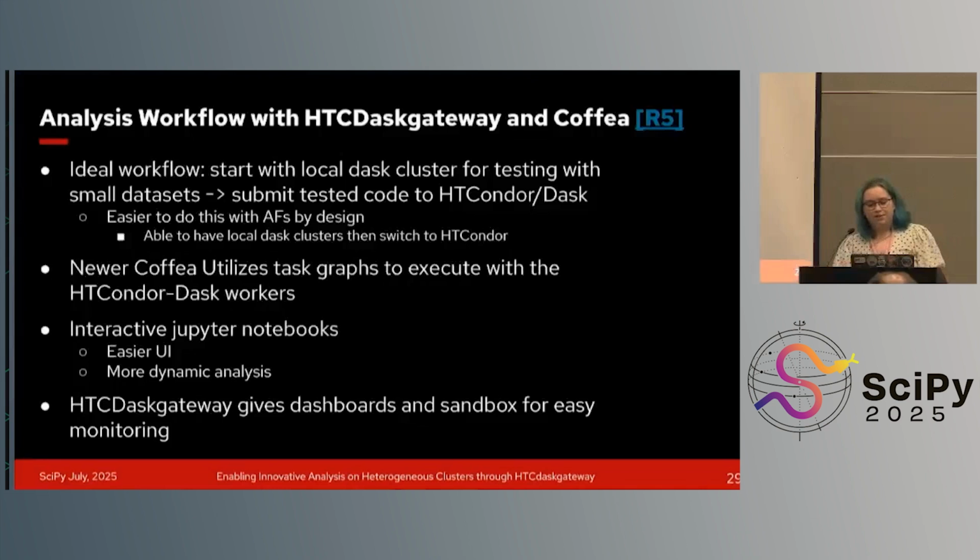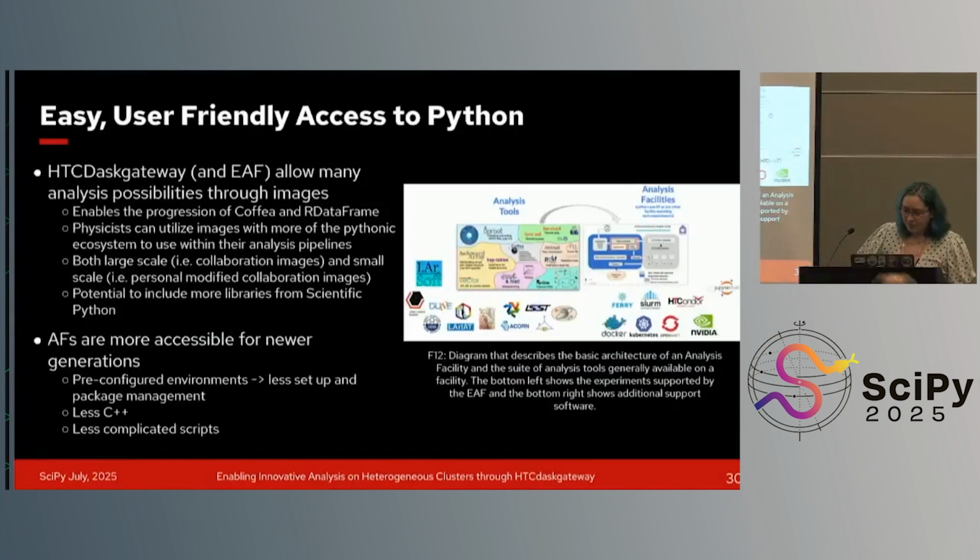And then I already highlighted this, but the newer copy uses task graphs, which they execute with the HTCdaskgateway Dask workers, and that has introduced some problems because task graphs are really large for our needs, but we're hoping that it will help us out in the long run because there's a lot of potential there. And then these are interactive Jupyter notebooks, so they have a much easier UI, and it makes our analysis seem more dynamic. Coding in a terminal just doesn't feel as active as when we're doing it with Coffea in the notebooks. And then we also have those dashboards and sandbox for easier monitoring. So all of this culminates together to provide easier, user-friendly access to Python.